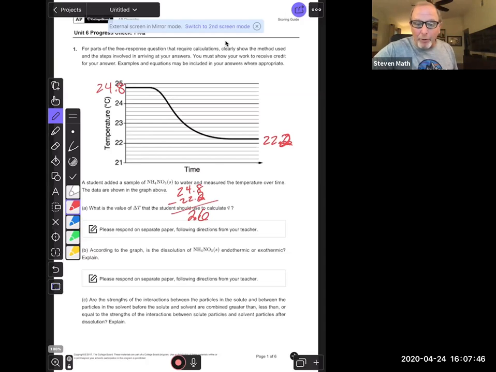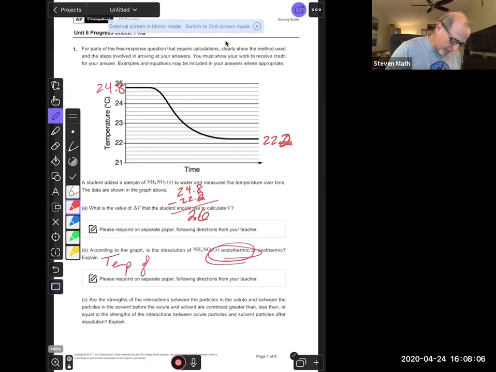In B, they say, according to the graph, are we endo or exothermic? So if the energy is getting colder in the system here, we're talking about an endothermic reaction, okay? And the explanation is the temp of the system is decreasing.